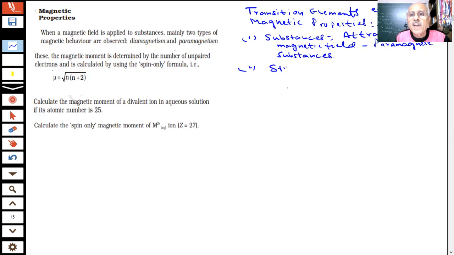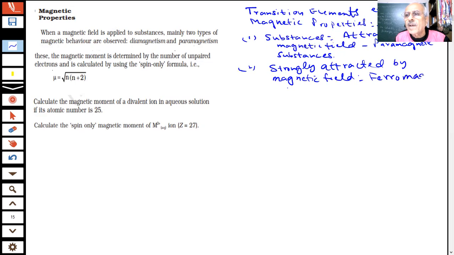Certain substances are very strongly attracted by the magnetic field. What are they called? Ferromagnetic. We will study them later on also. Paramagnetism, paramagnetic.